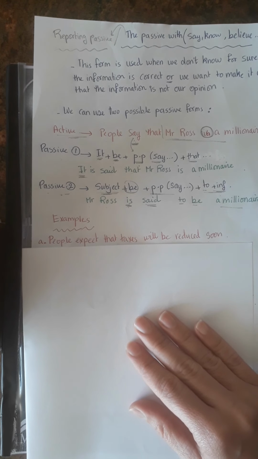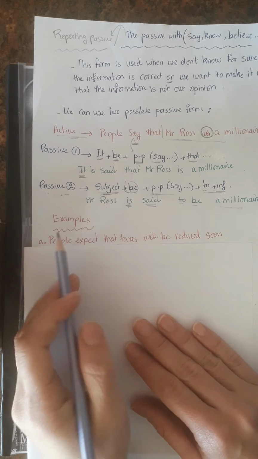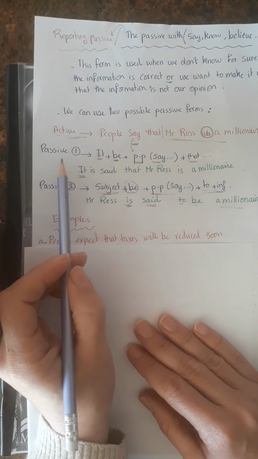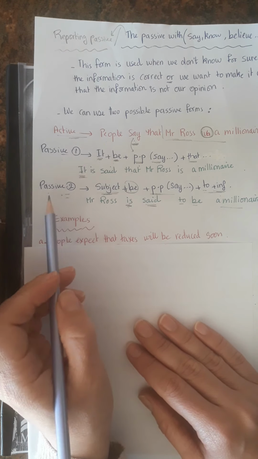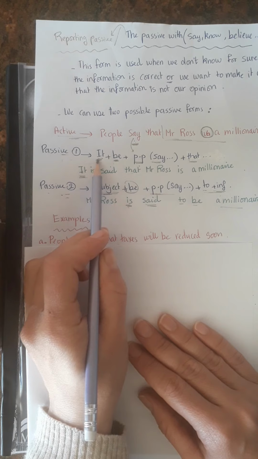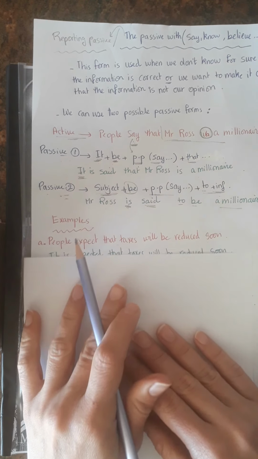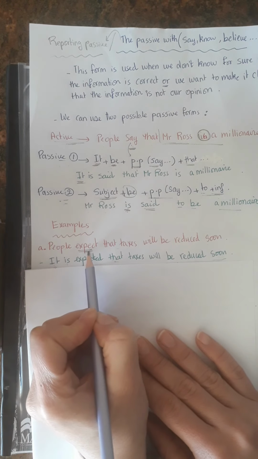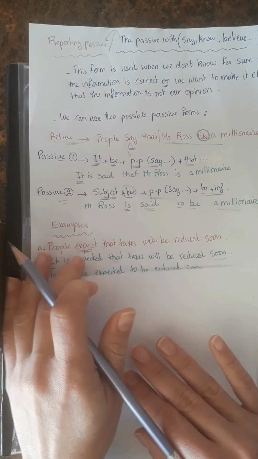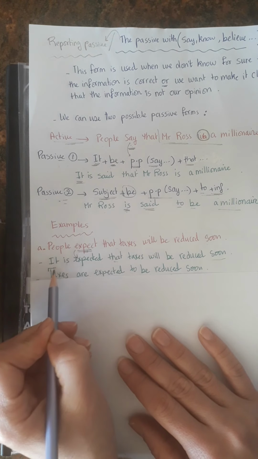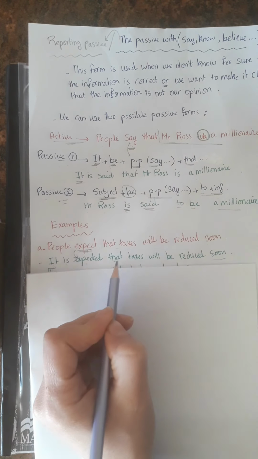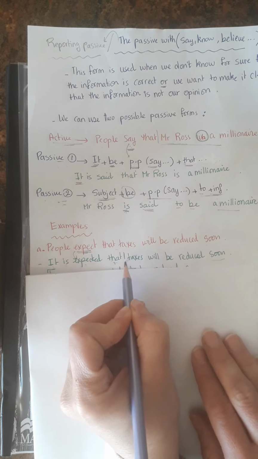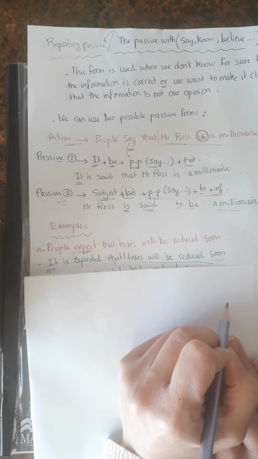Let's have some more examples. 1. People expect that taxes will be reduced soon. We're going to use the first form and the second form. In the first form we start with it and be, etc. So it is, because expect is in the present simple tense, and let's now put it in the past participle form. It is expected that, this is according to the rule, then let's continue the sentence: that taxes will be reduced soon.